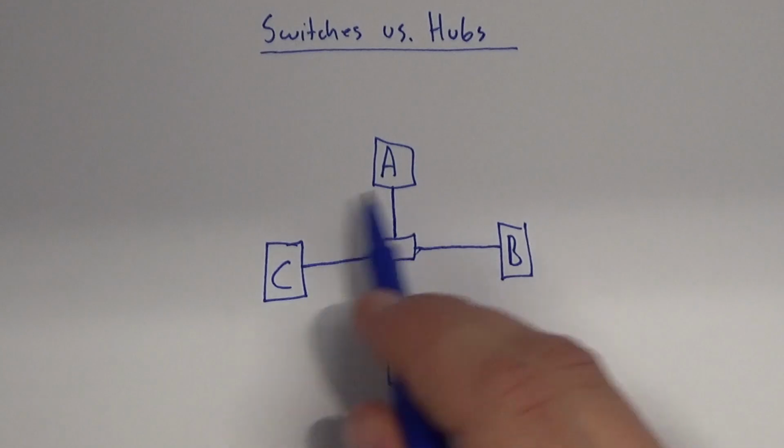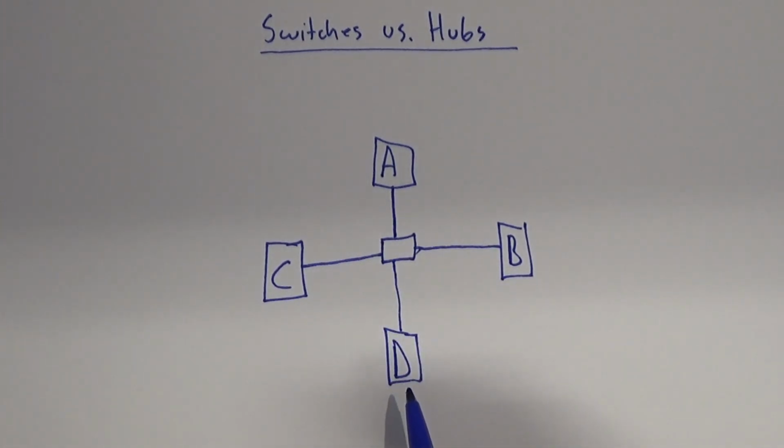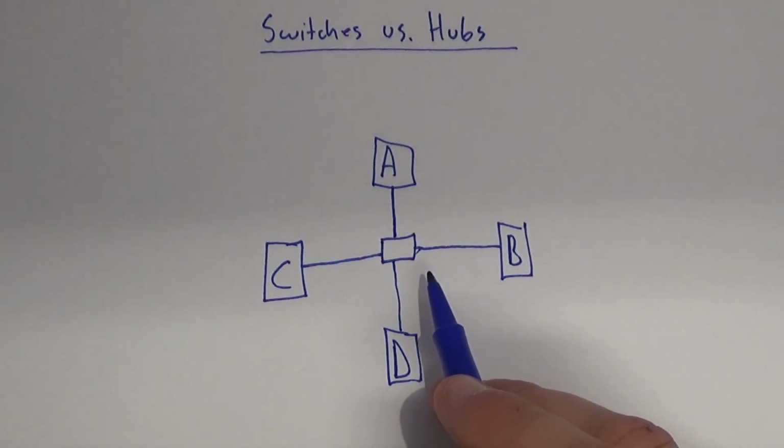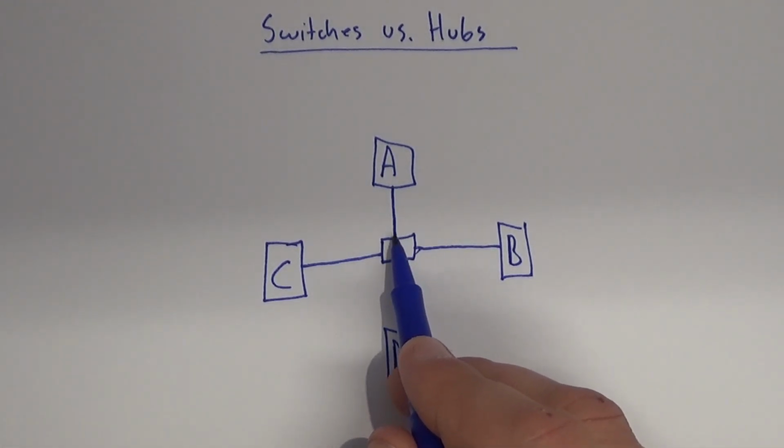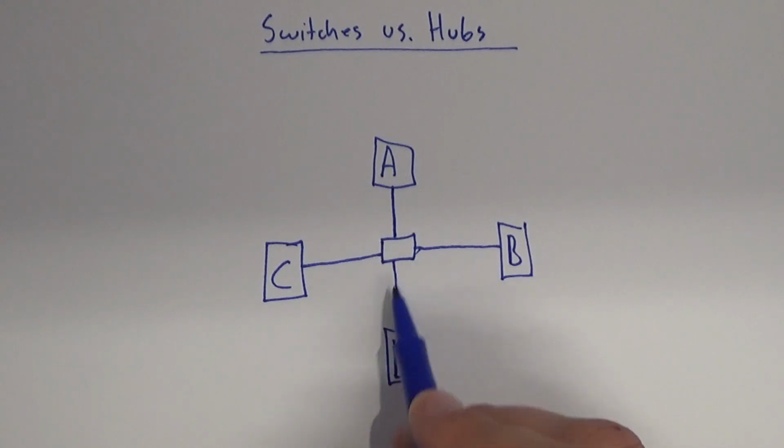Okay. Now this is the topology of an Ethernet network. It's a star bus topology. It looks like a star, but it actually functions as a bus because inside of this box all of these lines are connected to the same line.